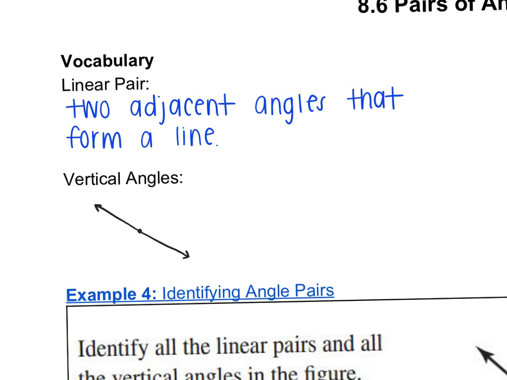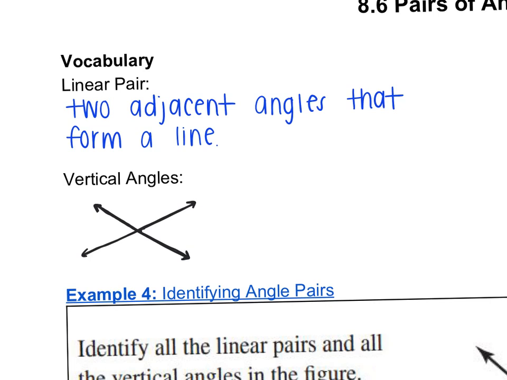Remember, opposite rays form a line. So there's one pair of opposite rays. Remember, this is a line. So there's one pair of opposite rays forming a line. I need another pair of opposite rays. So I'll draw maybe a ray here and its opposite ray right there. So again, forming a line.